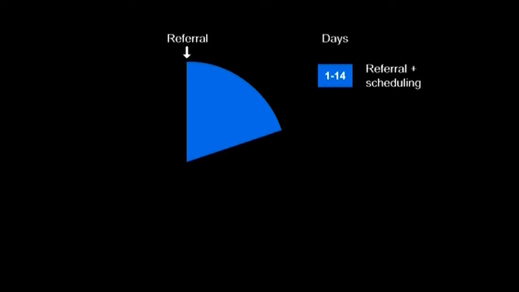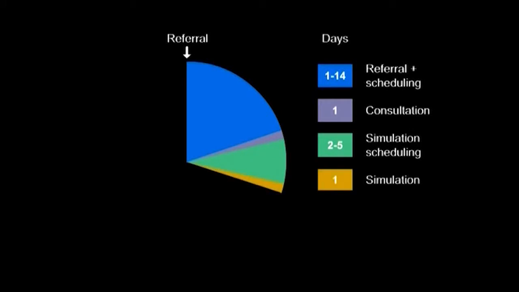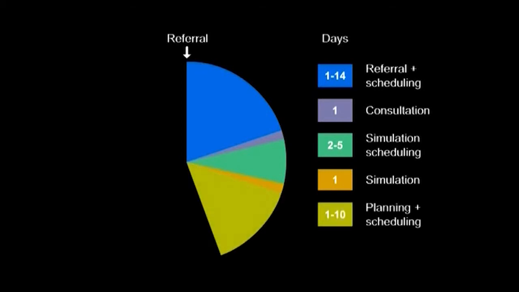If radiation treatment is recommended, then a consultation appointment is arranged. At this appointment, you, your family, and your radiation oncologist will decide on your best treatment option. Your simulation appointment is then scheduled within 2 to 5 days. Your actual simulation appointment will happen on one day. Careful, detailed treatment planning is then completed, taking 1 to 10 days.